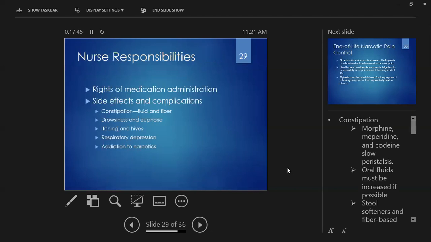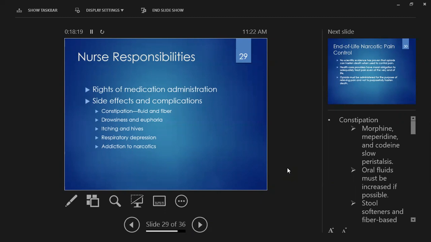Nursing responsibilities. You do all of the rights of medication administration, all 6, right? Can somebody name all 6 real quick? Right patient, right route, right dose, right time, right drug, and there's one more. Right reason? Right documentation, that you're actually getting it put into the chart.